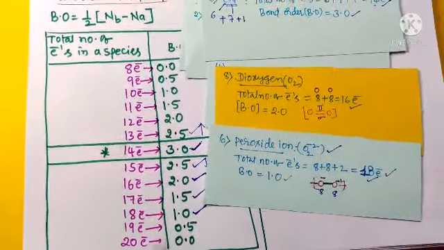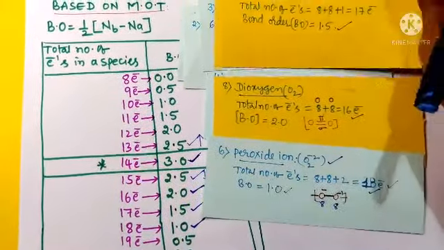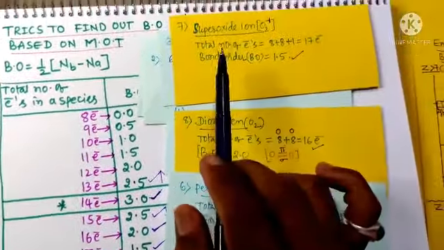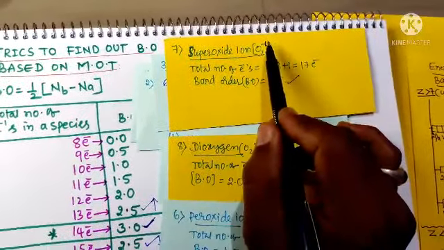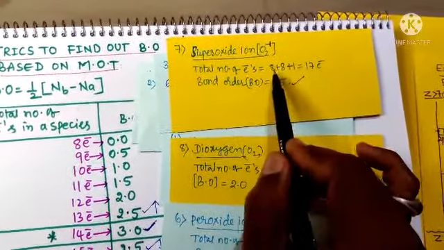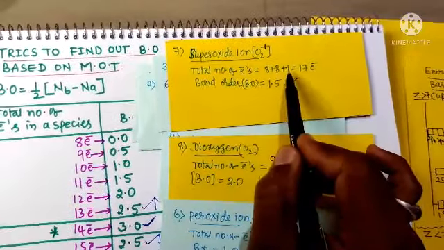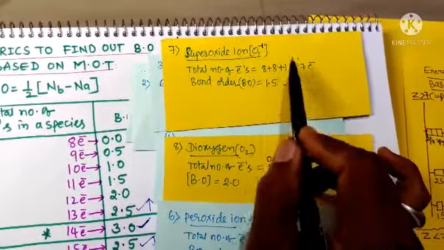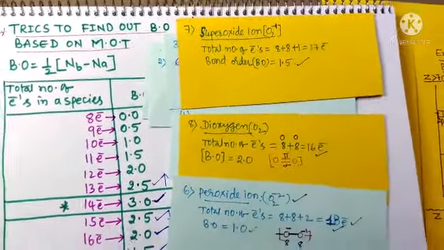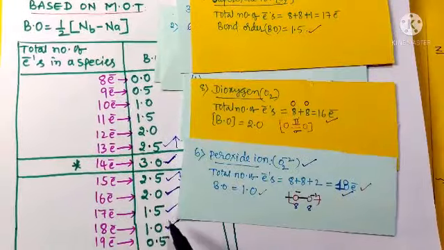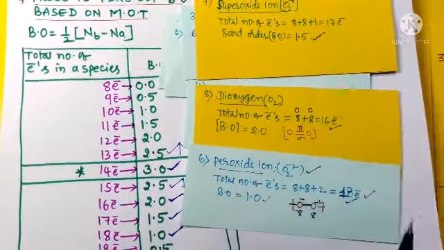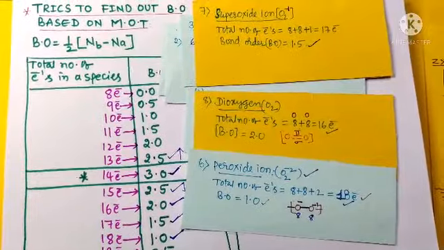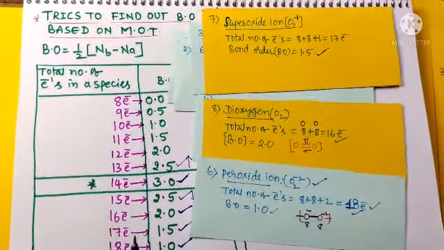Very simple example. See here, one more is the superoxide ion. Very important. The superoxide ion symbol is O2 minus 1. Total number of electrons is 8 plus 8, and minus 1 indicates 1 electron is added, so 17. See here, 17 means its bond order is how much? 1.5. It is a partial bond.